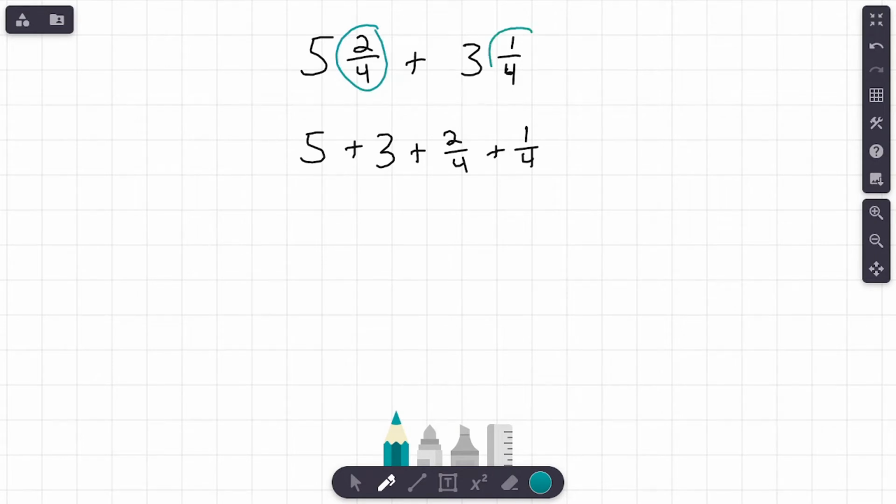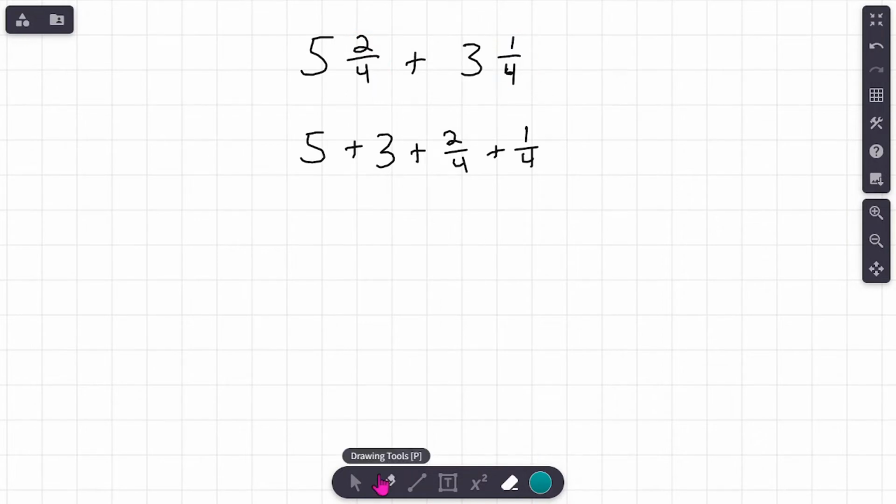Next thing I want to point out, did you notice something special about your denominators in these fractions? The denominators for both of these fractions are the same. That's really important. The reason that's really important is because if they weren't the same, we would have an extra step to do. But because they are the same, we can go ahead and get to adding all of these numbers together.